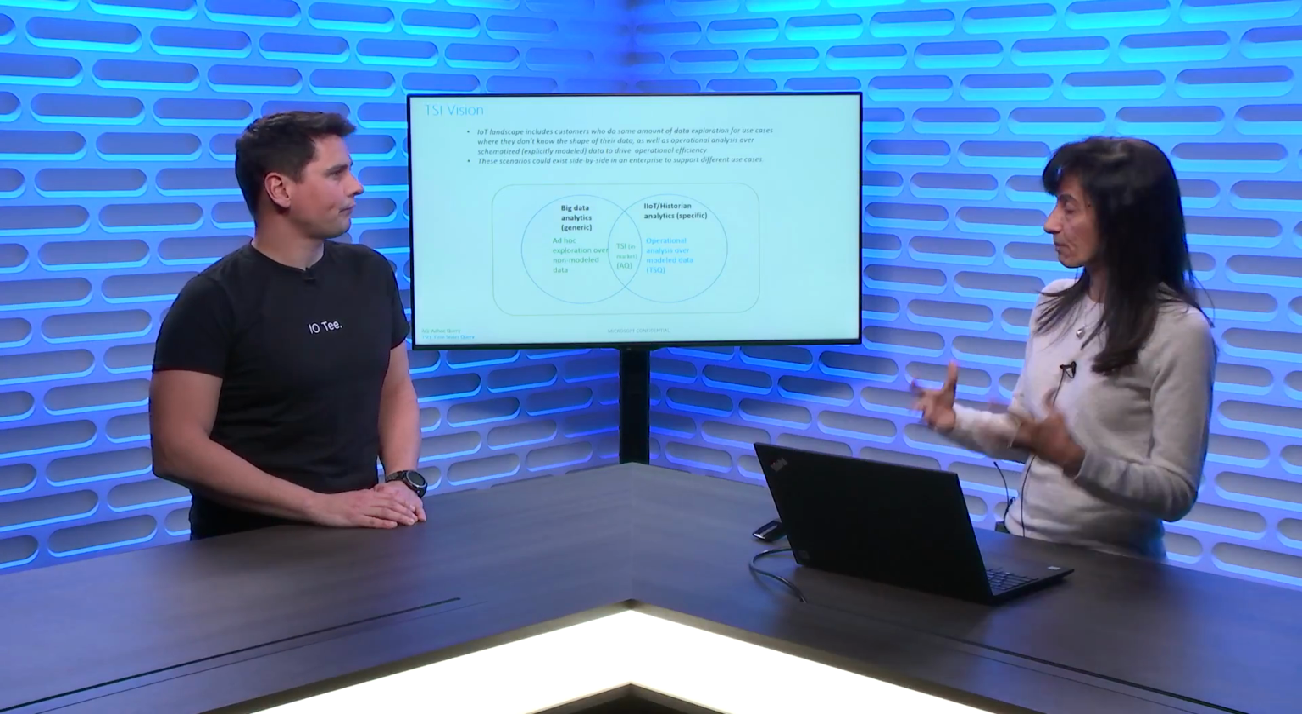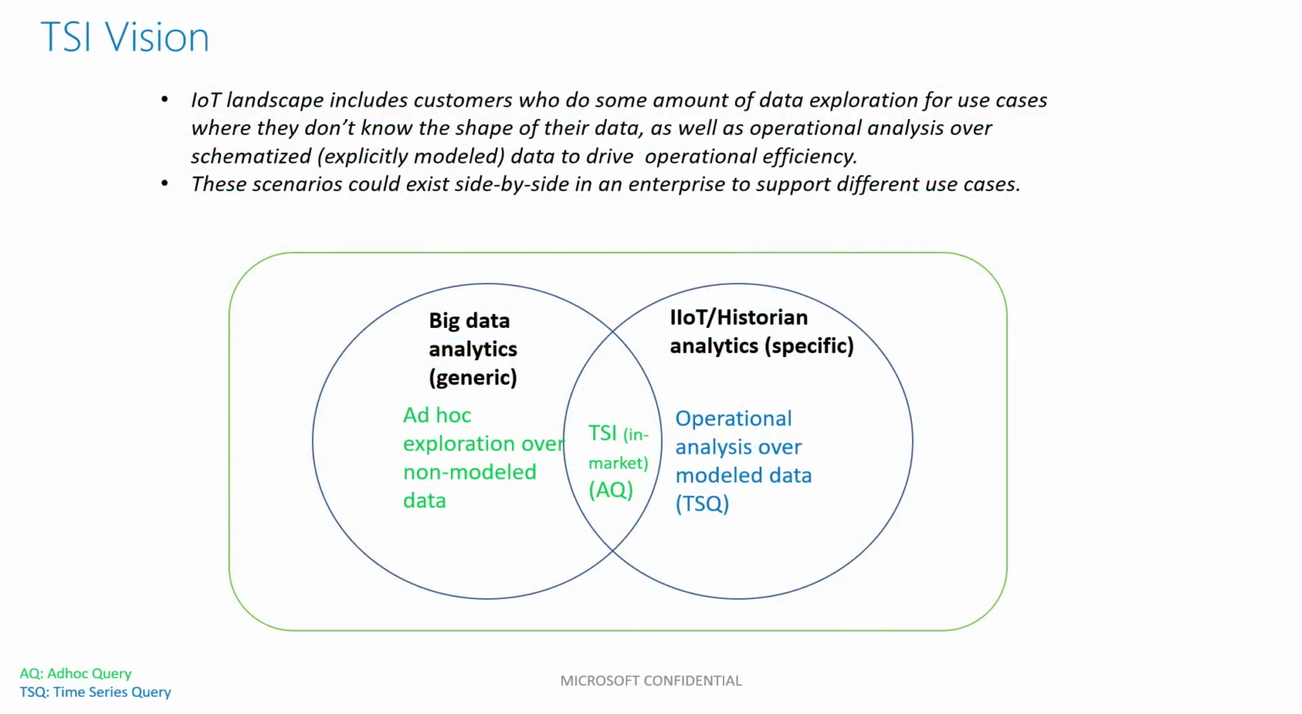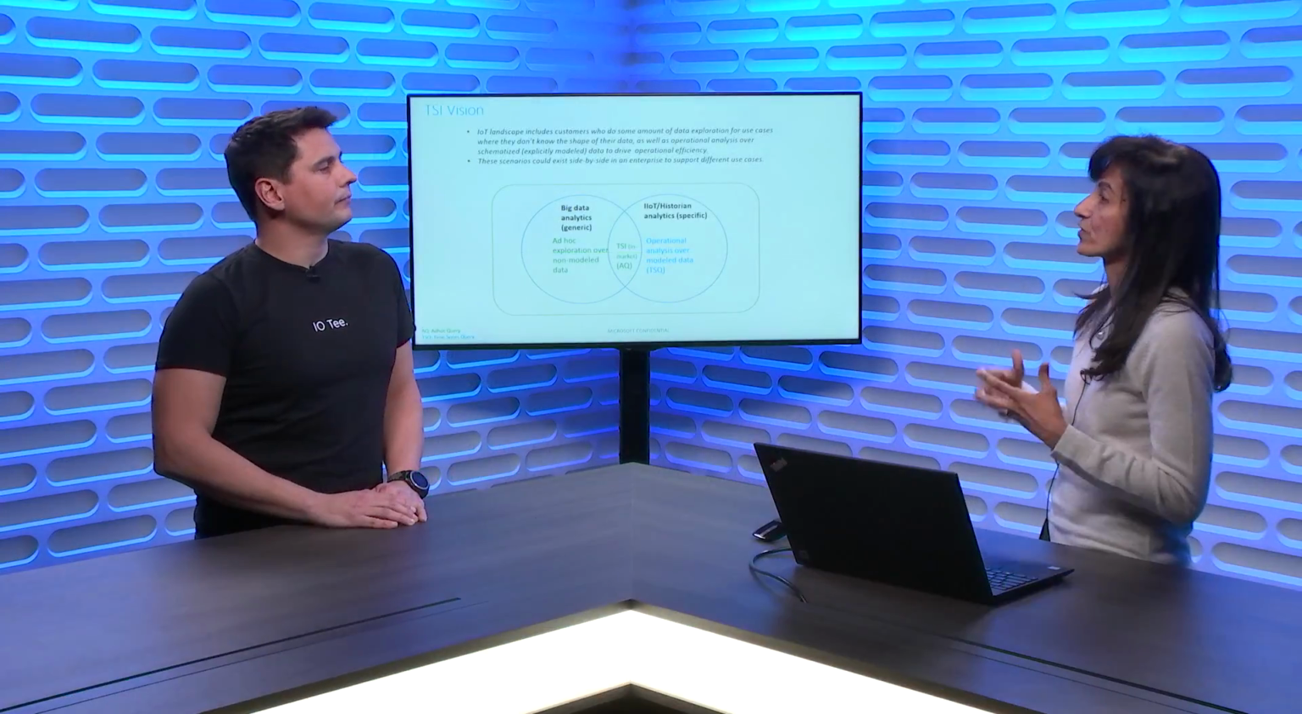What we've learned is the IoT landscape includes customers who do some amount of data exploration, which is what the technology is for, for use cases where they don't know the shape of their data. But they also spend a lot of time doing operational analysis, when they can explicitly model their data. They know the shape of their data, and can ask very specific questions that are specific to the assets or tags or devices and sensors that they're managing.